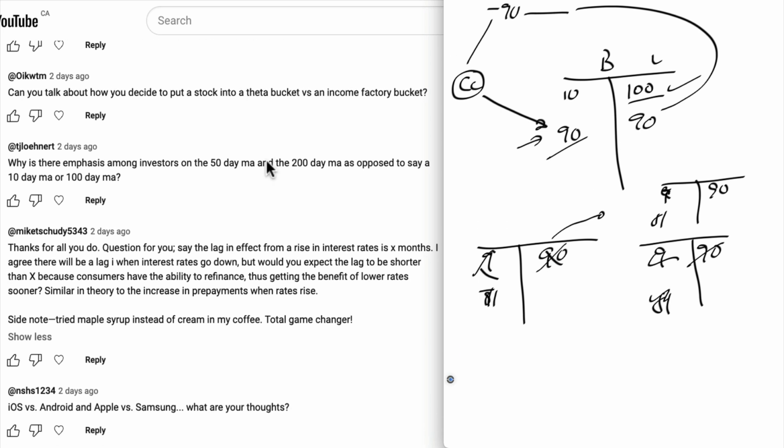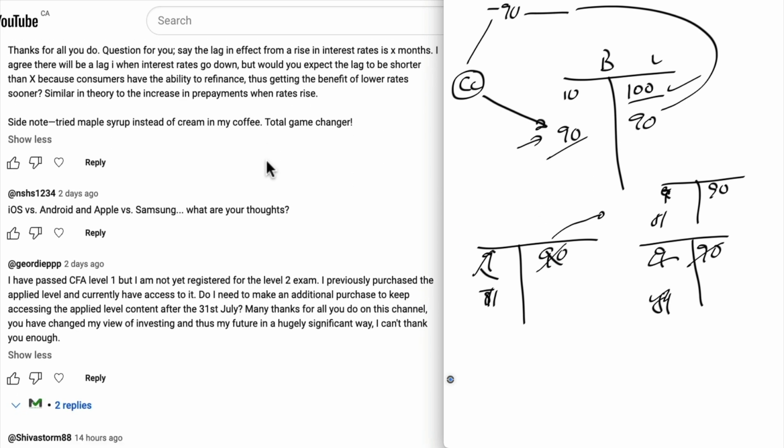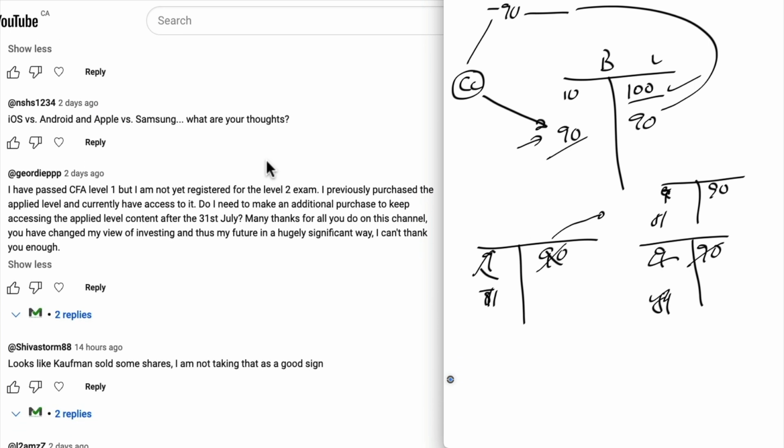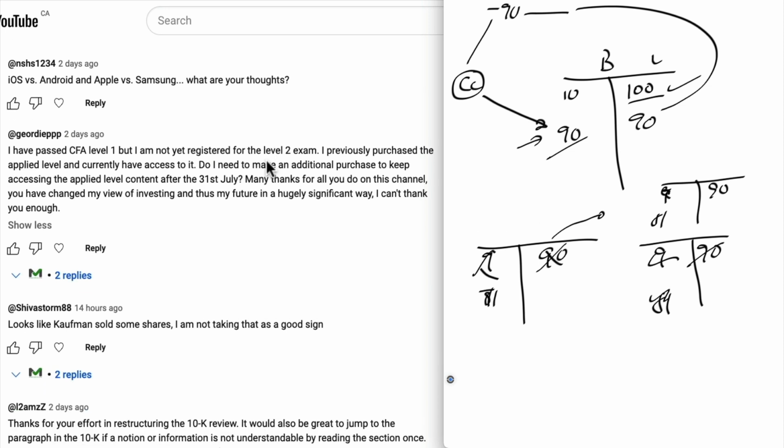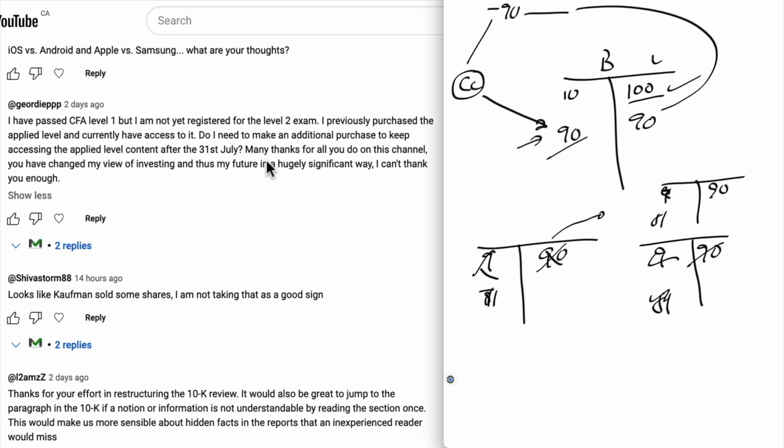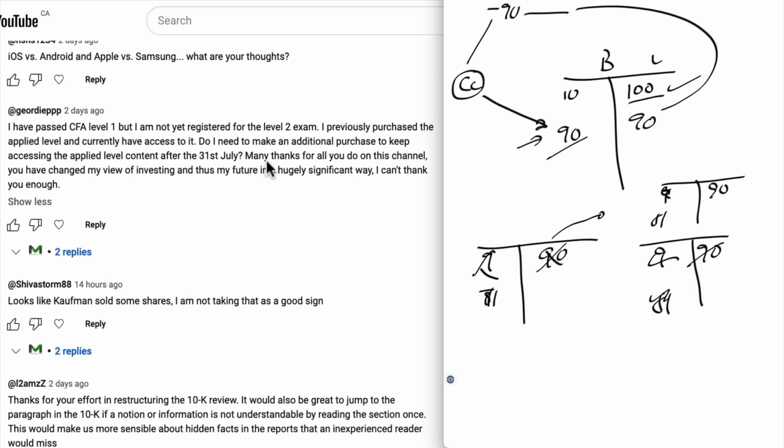Tried maple syrup instead of cream in my coffee. Total game changer. It absolutely is. iOS versus Android, Apple versus Samsung. What are your thoughts? I don't really have thoughts. I don't use Android or Samsung. Every time I go to the keg, I order a steak. Yeah, they have fish. Yeah, they have chicken, but I order a steak. So what do I think of the chicken or fish? I don't know. Never tried it. Every time I buy a computer, it's just in the Apple family.